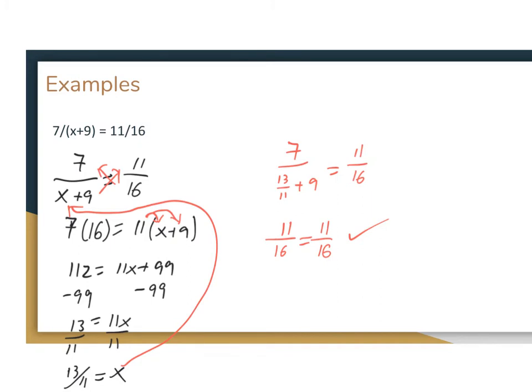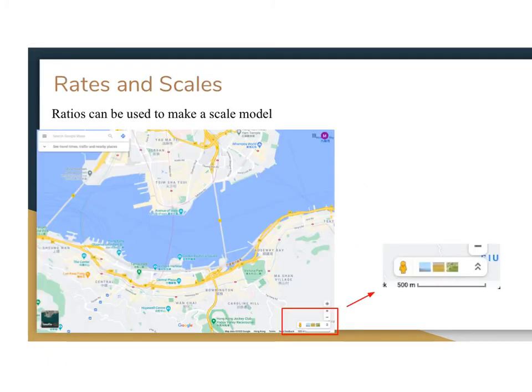So that is how you would isolate x in the denominator in a proportions example. Ratios can also be used to make a scale model. For example, you may have noticed that Google Maps scales their map, and you can see here they've scaled it. 500 meters represents this distance on the map, so you can use that as a reference. So ratios can be a scale model of something.